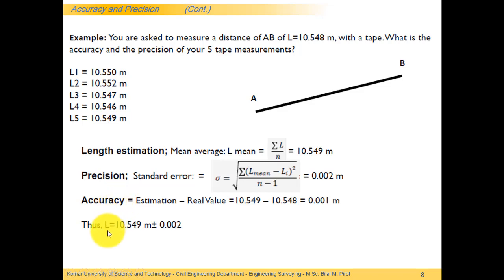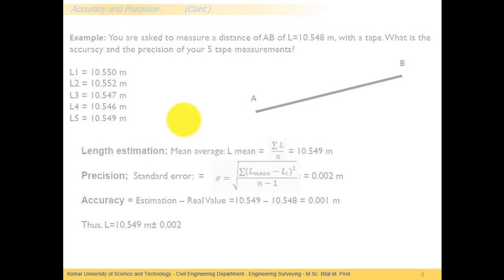Now we can say that the length of the line AB is equal to 10.549, the mean, plus minus 0.002. Okay, why? Because the precision of our measurement is 0.002. It means this number may have an error of 0.002. It may be higher than this or maybe lower than this by this number. So this is a very simple calculation to find the accuracy and precision of different experiments.